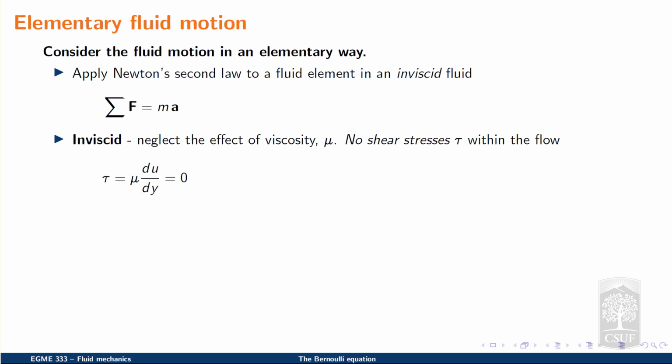Recall that the shear stress tau is given to us by the Newtonian fluid model, where the shear stress tau is equal to the dynamic viscosity mu times the shear strain rate du dy. When the flow is inviscid, this quantity is set equal to 0. And that's because we're treating the flow as if its viscosity is equal to 0.